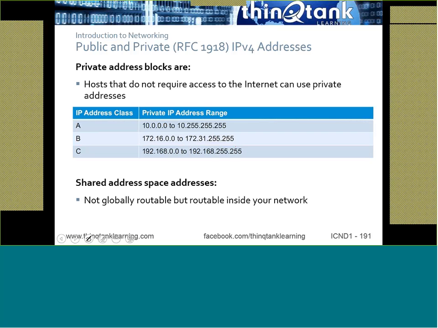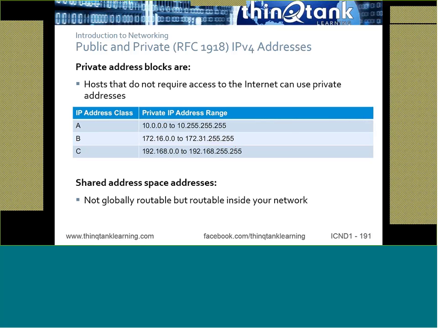What does it mean for an address to be private? It means that it's routable, but it's not routable on the internet. So in order for you to go to the internet, what do you have to do with that address? You have to translate it to a public IP, right?